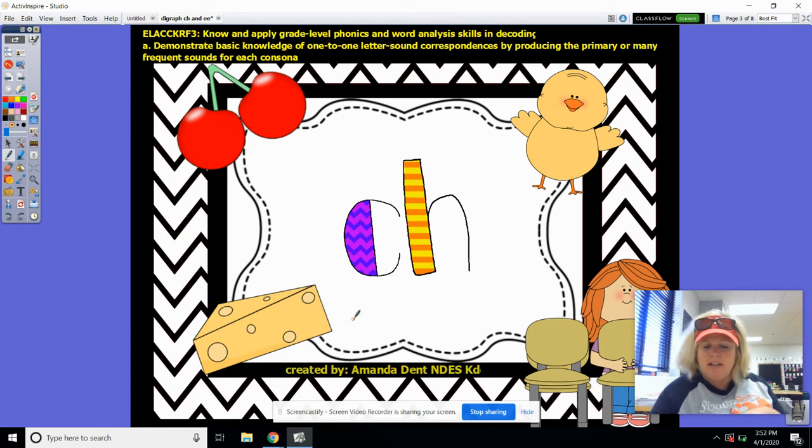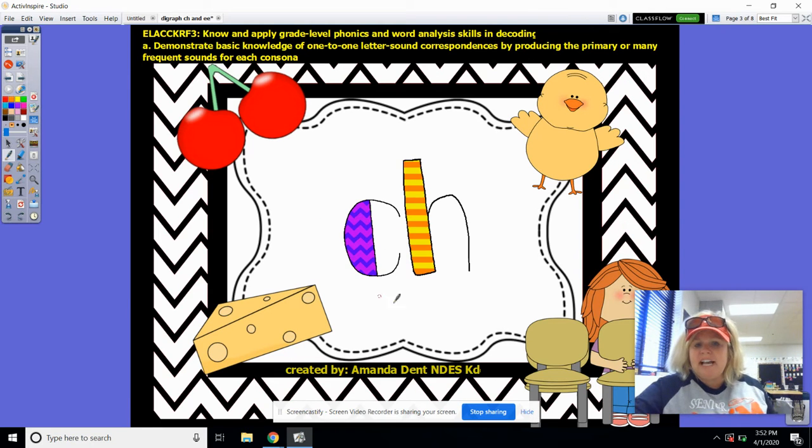New sound today. Look on the screen beside Miss Rainwater, and you will see a new digraph. All through this year, we've been writing sentences and stories together, and we've talked about this sound a lot, but we've never actually had a lesson on it. So this is the digraph CH.